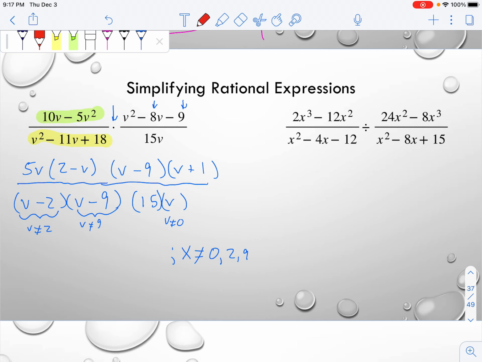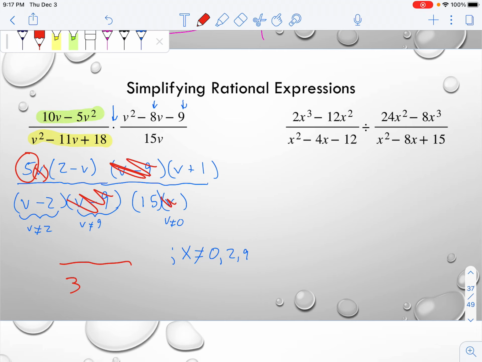So what do we have that's the same in the numerator and the denominator? This one's obvious, v minus 9. Here's a v. I can cancel with this v. If you want to reduce your 5 over 15, that is 1/3.